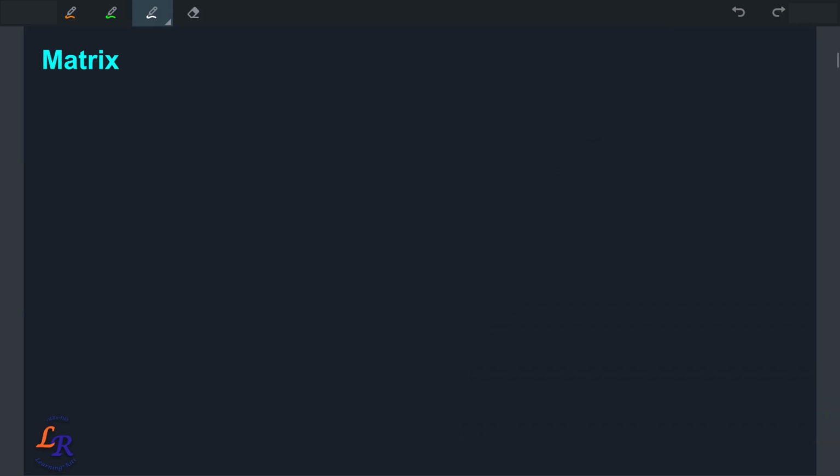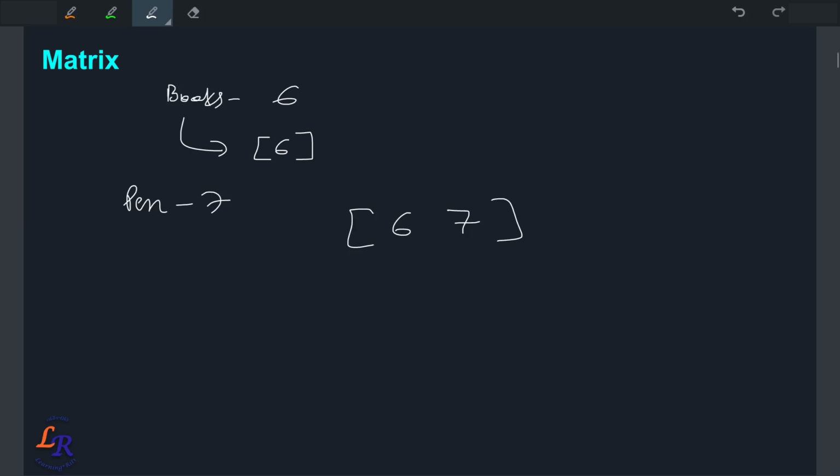So let's say you have some items, right? Let's say you have books, and let's say you have 6 books. If I represent this number of books, the information we have goes in this kind of bracket, right? So that would be good. Now let's say you have a pen also, say 7 pens, then we can represent it like 6 7. If we know the notation we are going to follow in representing it, then you can easily formulate such a concept.